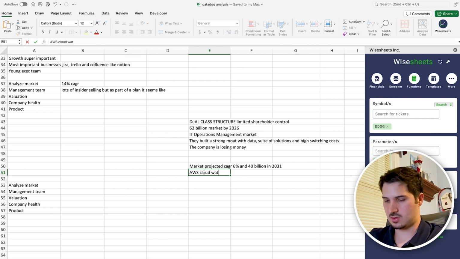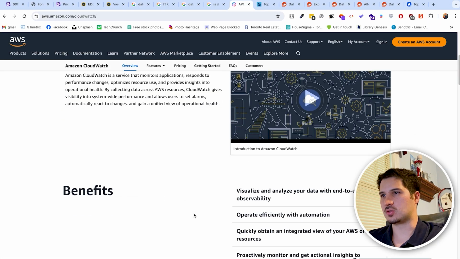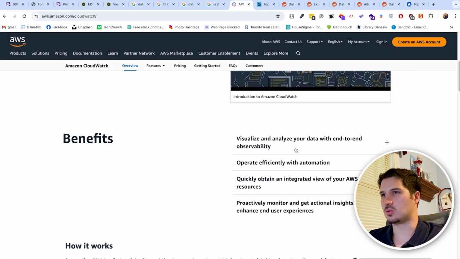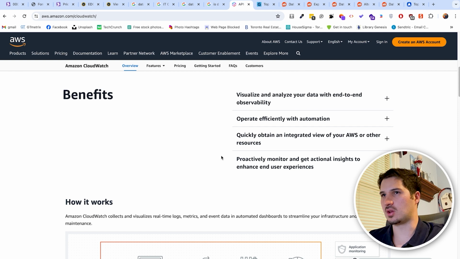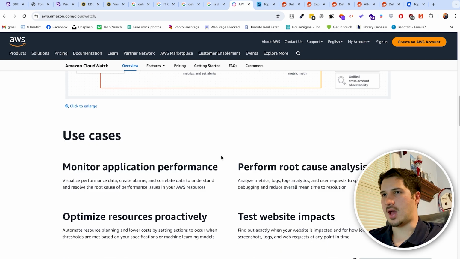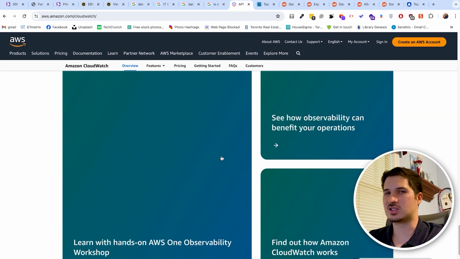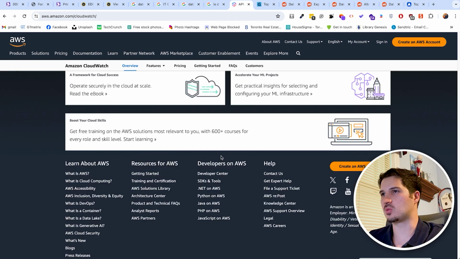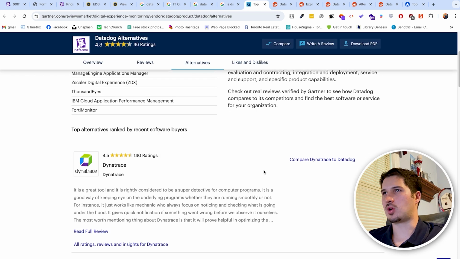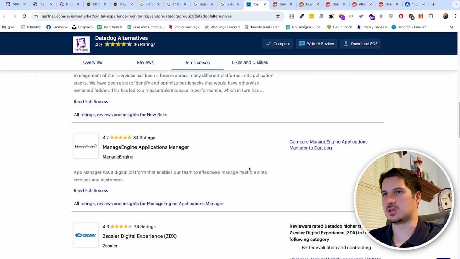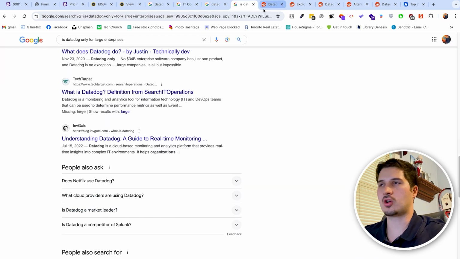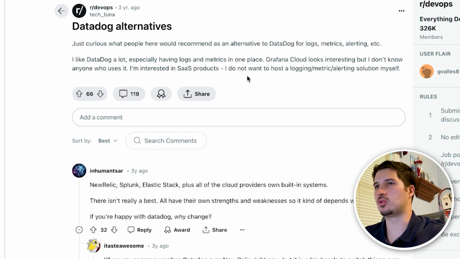AWS CloudWatch, big competitor. Yeah, this looks very good. Visualize, analyze, end-to-end observability, operate with automation, how it works. Yeah, so a lot of startups are really going with AWS, sometimes with Azure and sometimes with Google. So that would be a problem for Datadog because the convenience of just integrating it into your existing workflow is really powerful. Okay, now what we're gonna do is we're gonna move into Reddit.